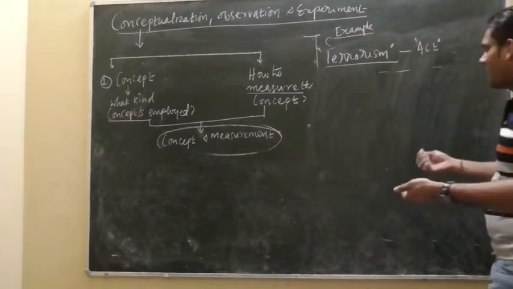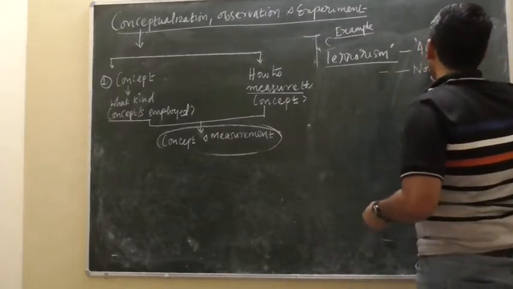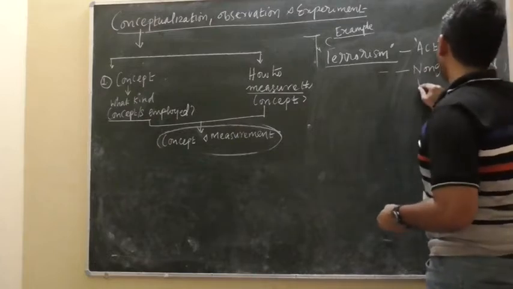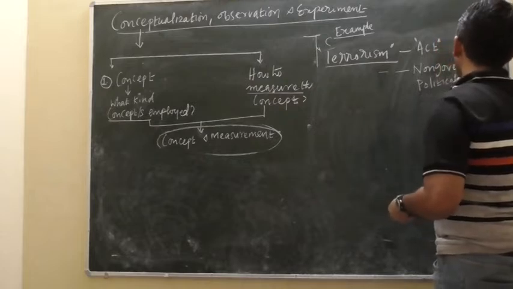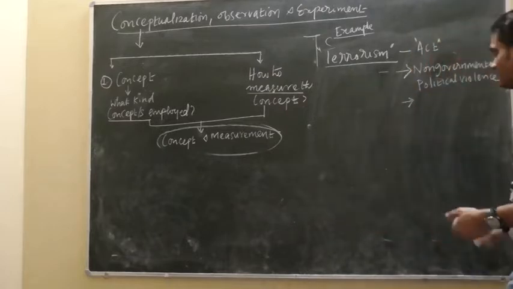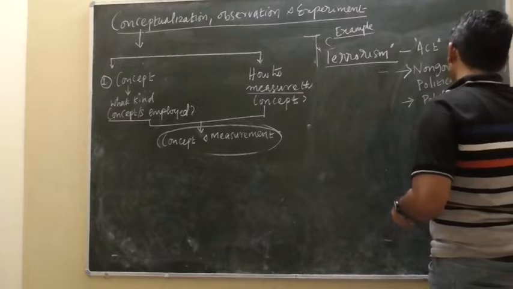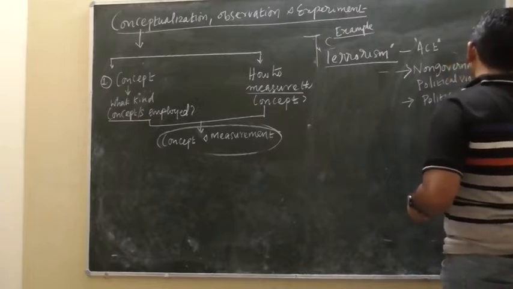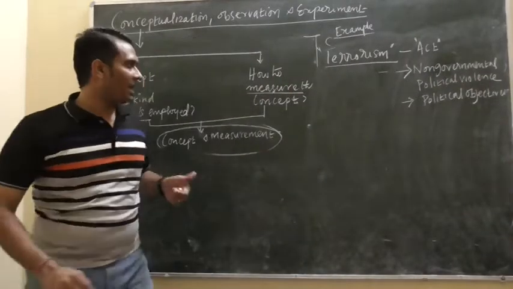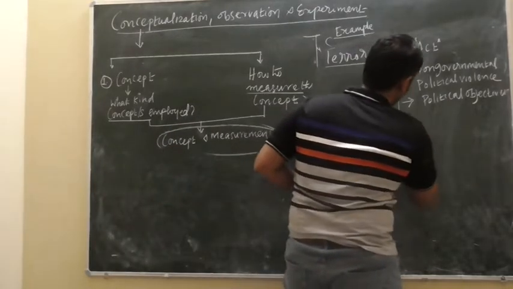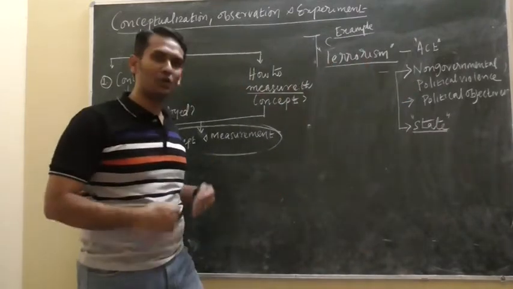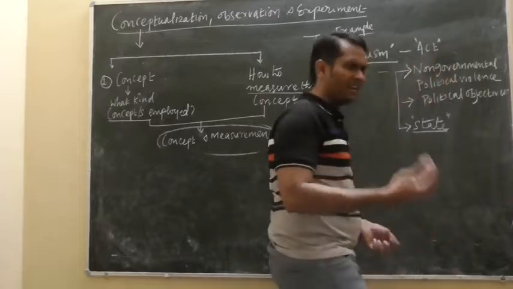What this act implies is that it's a non-governmental political violence. It has certain political objectives. The concept of terrorism is always used against the state. That means used against the state, or against the nation state, or against any nation.